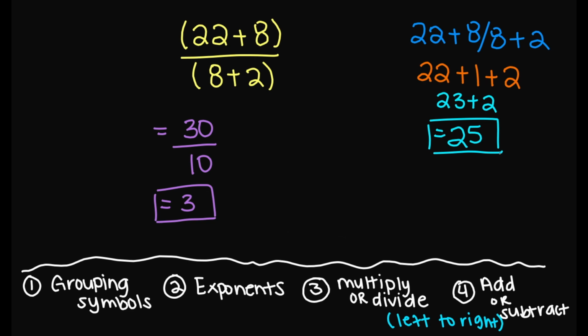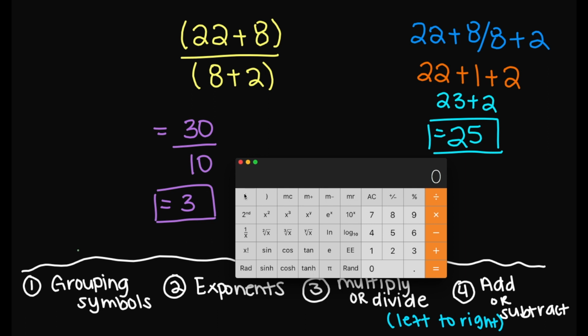And the difference between these two examples is that I have parentheses. So if you are going to use a calculator, you need to make sure that you are including parentheses so that you are not getting the incorrect answer. So if I have my calculator here, make sure you hit the parentheses button, and then you do 22 plus 8, close parentheses, you got 30, which is what we have here, and then divided by parentheses, 8 plus 2, close parentheses again, and you hit your equal, and then you're going to get 3, which is what we have on the left side.